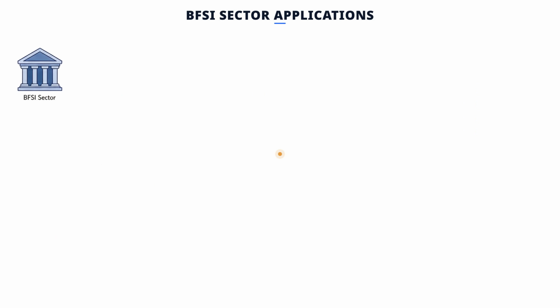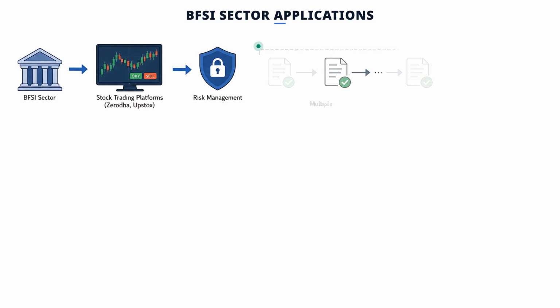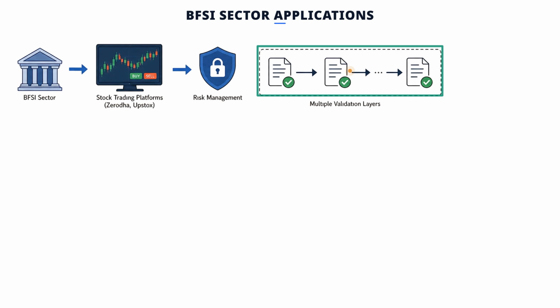Now that we know how to build a custom exception hierarchy, let's see why this is absolutely critical in the real world. In the banking, financial services, and insurance sector, specifically when we look at stock trading platforms like Zerodha or Upstox, custom exceptions are the backbone of their risk management. When a user clicks buy or sell, that trade doesn't just happen instantly. It must pass through multiple strict validation layers. Each of these layers uses very specific custom exceptions to enforce boundaries and instantly block bad trades.